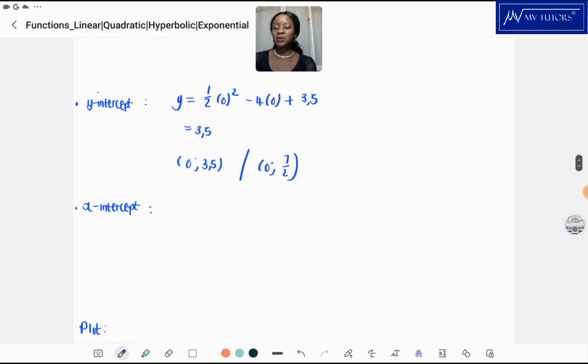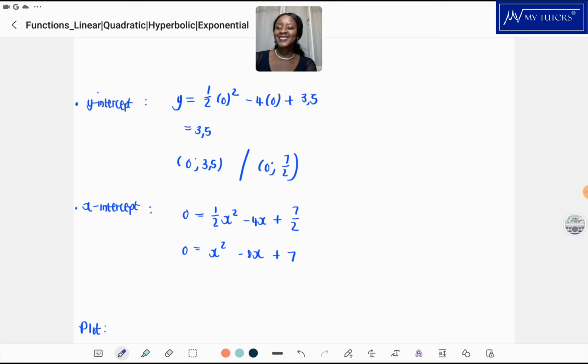And then the x-intercept, well, the x-intercept, that is where y is 0. So we're going to have 0 is equal to a half x squared minus 4x plus, I'm just going to use 7 over 2. Okay, and then I'm going to get rid of the half. If I get rid of the half, I'm going to have x squared. And if I say negative 4 divided by a half, well, basically that will be negative 8. Because if I take a half times that negative 8, I'm going to get negative 4. And also here, that's just basically going to be 7.